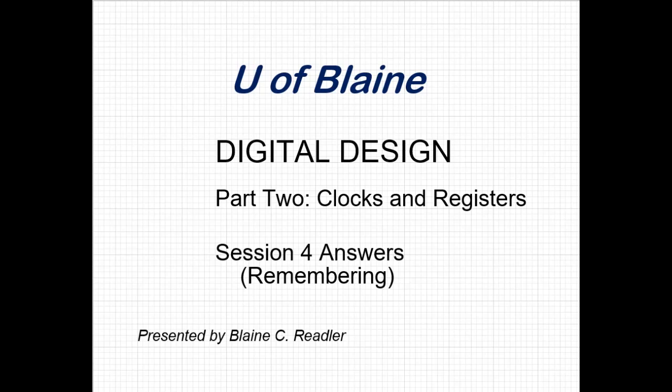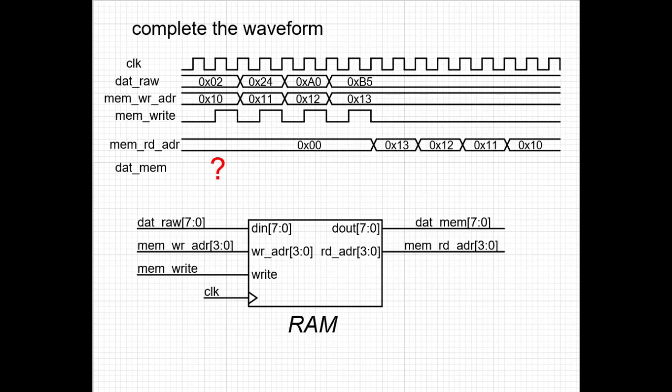These are the answers to the exercises from session 4. We're asked to determine the output of a RAM given the right side waveforms. And we're shown the right values placed in 4 consecutive RAM addresses.